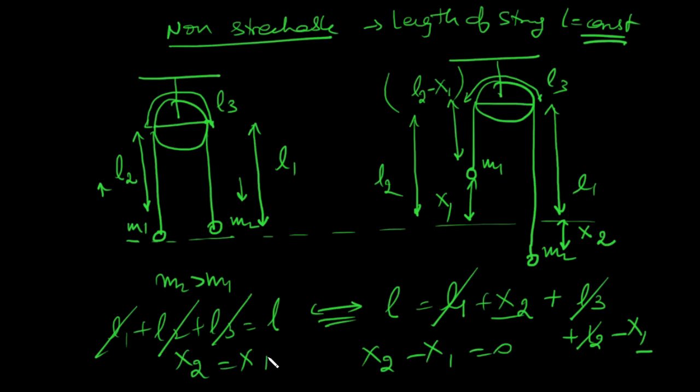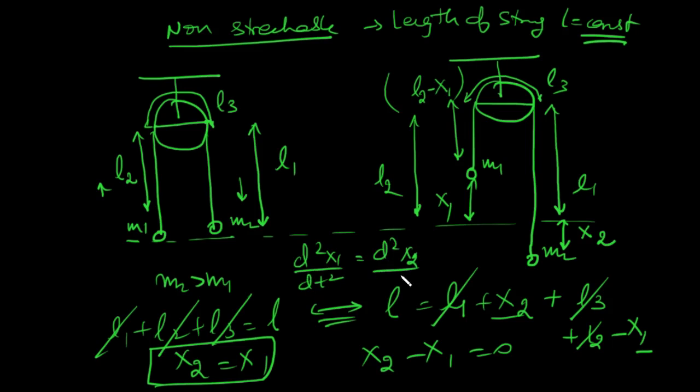x2 is equal to x1. Since the displacements are the same, the double derivative of the displacement, d square x1 by dt square, equal to d square x2 by dt square, would be the same. So a1 equal to a2. This is the correct method of derivation of same acceleration, and now you are in a position to solve the question.